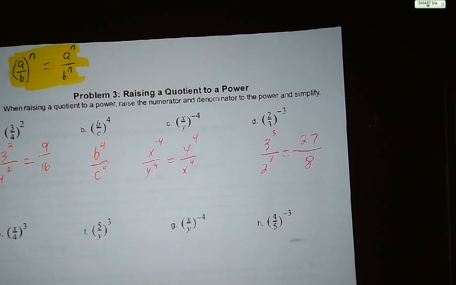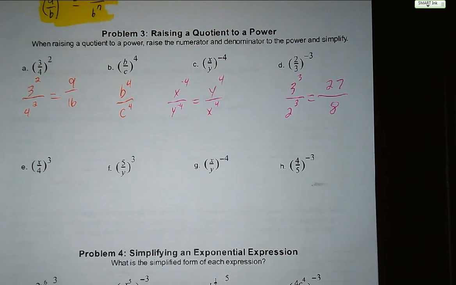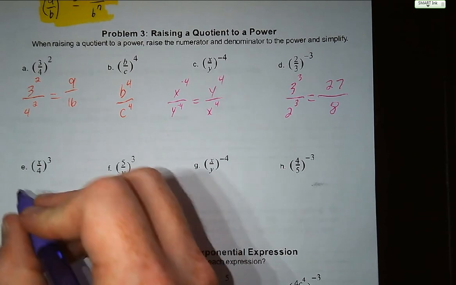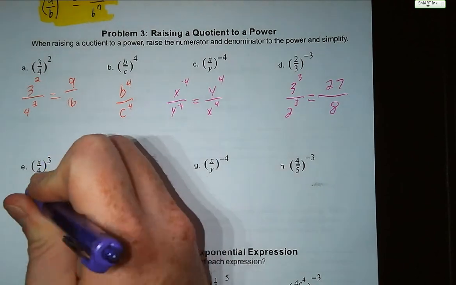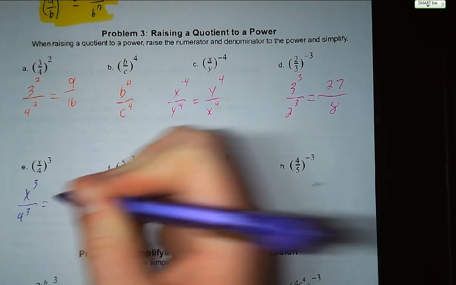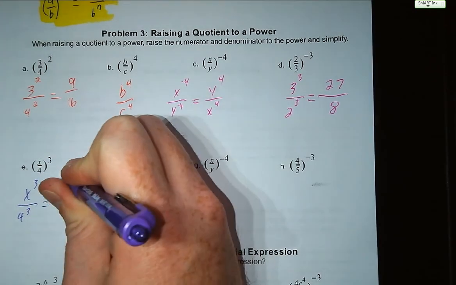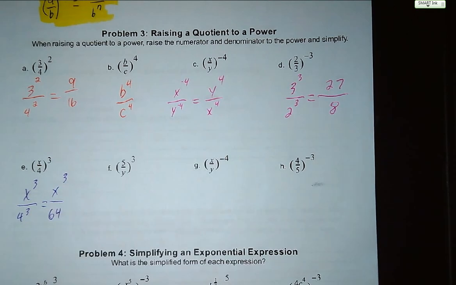Okay. I want you guys to try letters E through H on your own, and I will go over them. So, x over 4 to the third power. We just distribute it. x to the third over 4 to the third, which, when we simplify, is x to the third over 64. 4 times 4 times 4. All right.